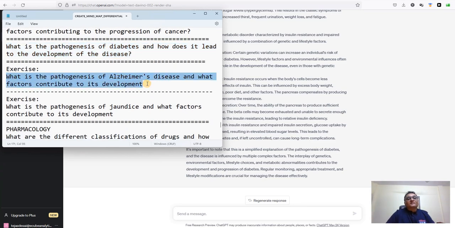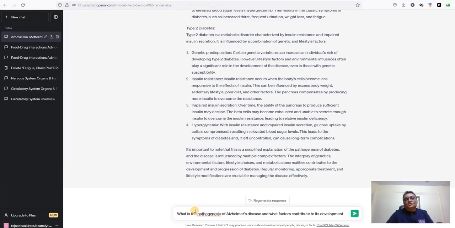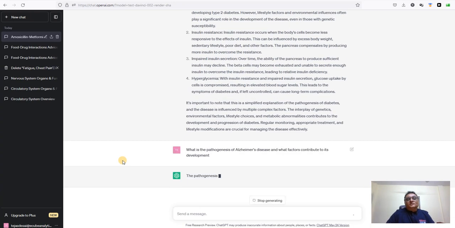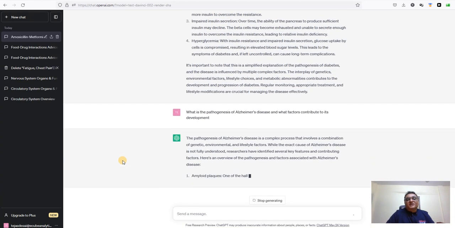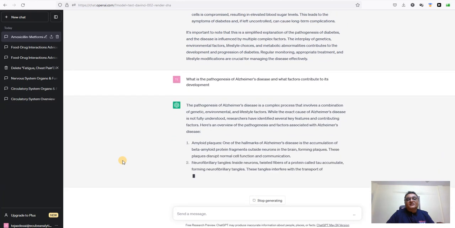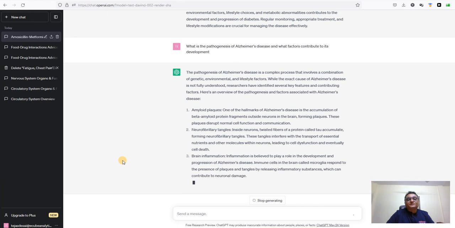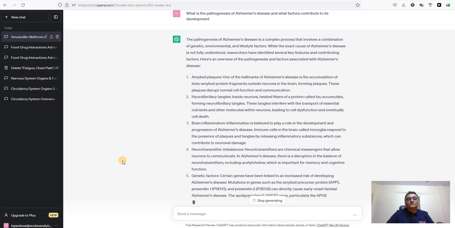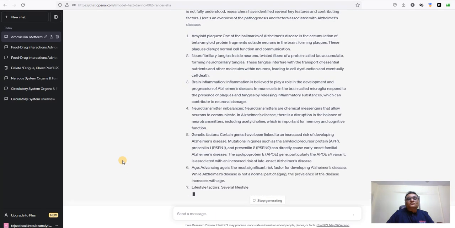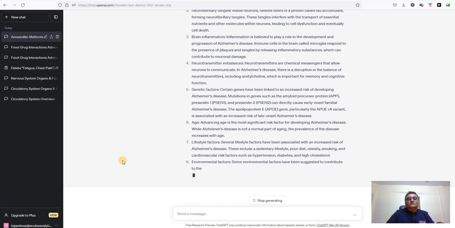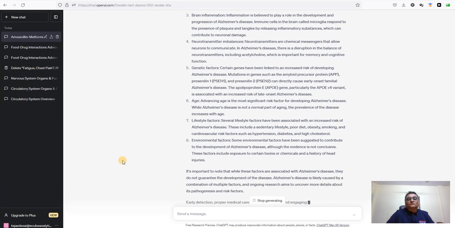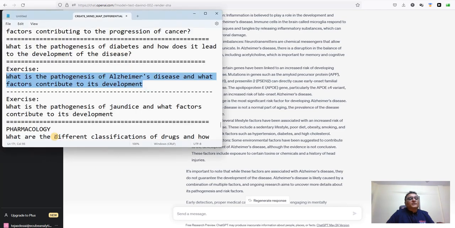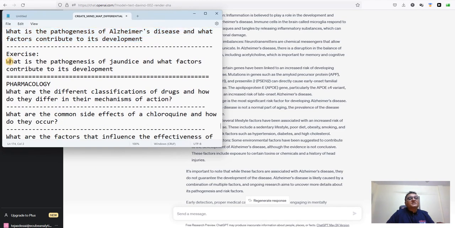Alzheimer's is another worldwide health issue. We are asking what is the pathogenesis of Alzheimer's disease, and it is giving this long answer. Okay, and then last is what is the pathogenesis of jaundice.